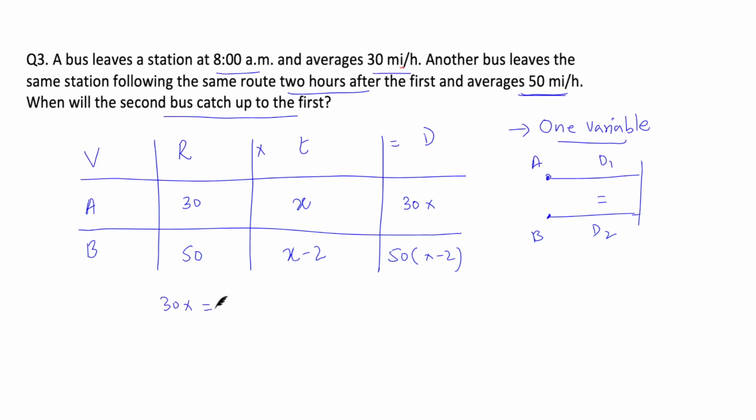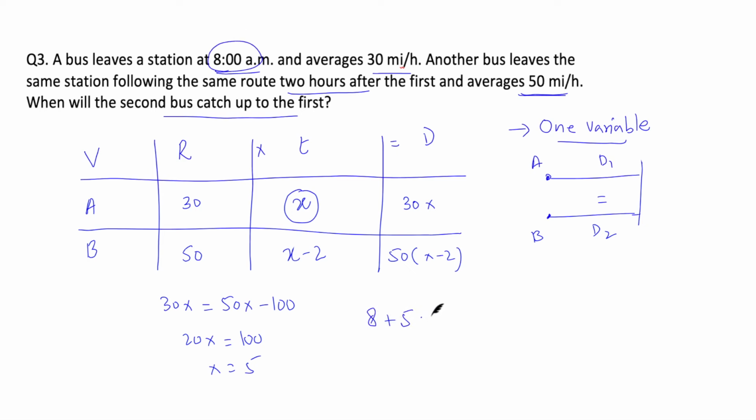So 30x equals 50x minus 100. Do the calculation. You will get 20x equals 100 and x equals 5 hours. So train A basically traveled for 5 hours before train B caught up to train A. That's the answer. So you will add 5 hours to this and then we will get our answer.